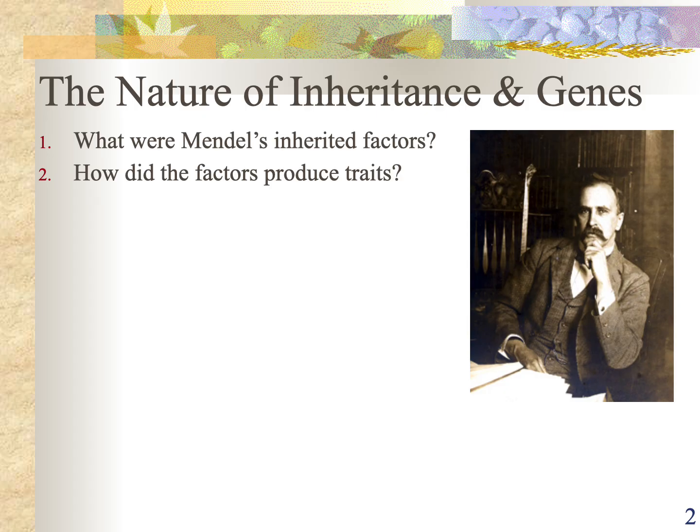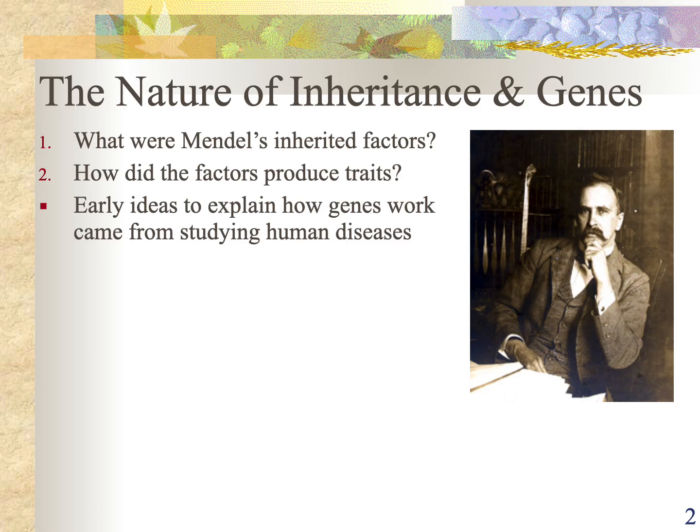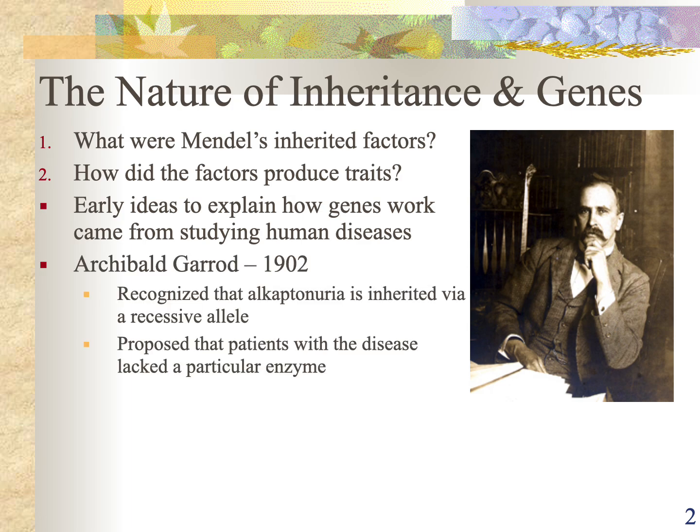What were the traits? What were the factors? It was all unsure. Well, that guy right there was one of the first to connect things to chemicals in cells. He worked with human diseases. His name was Archibald Garrod, and he was active right around 1900. He recognized that one particular disease was transmitted just like Mendel's inherited factors. It was a recessive allele, or recessive gene, and it caused a kidney disease called alkaptonuria.